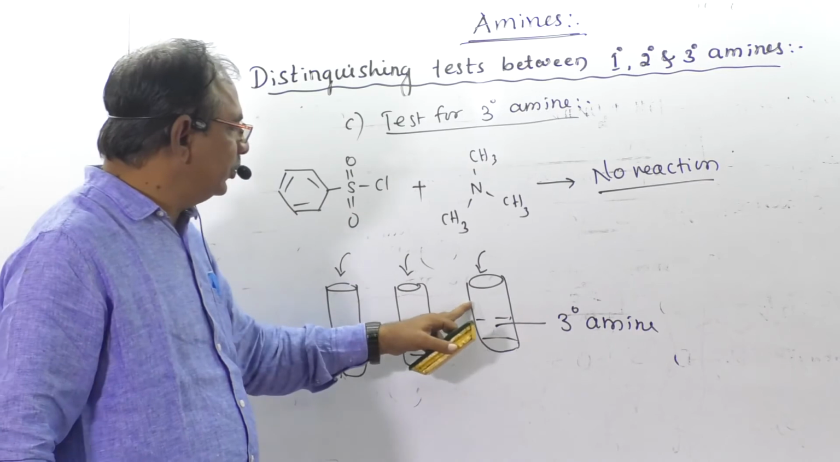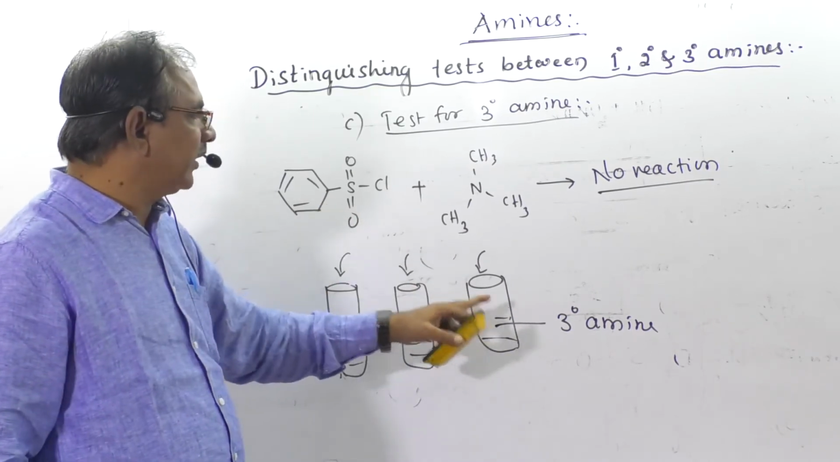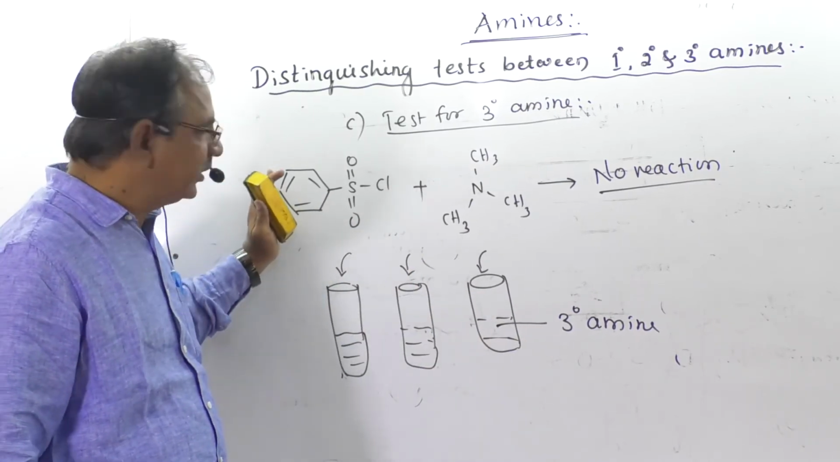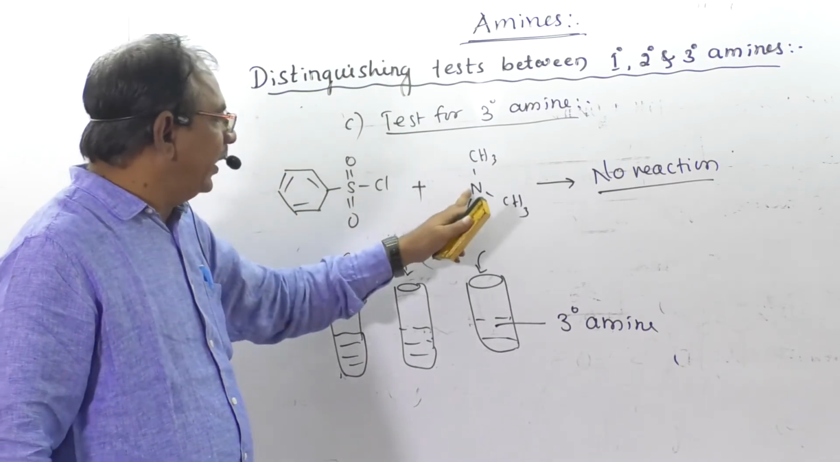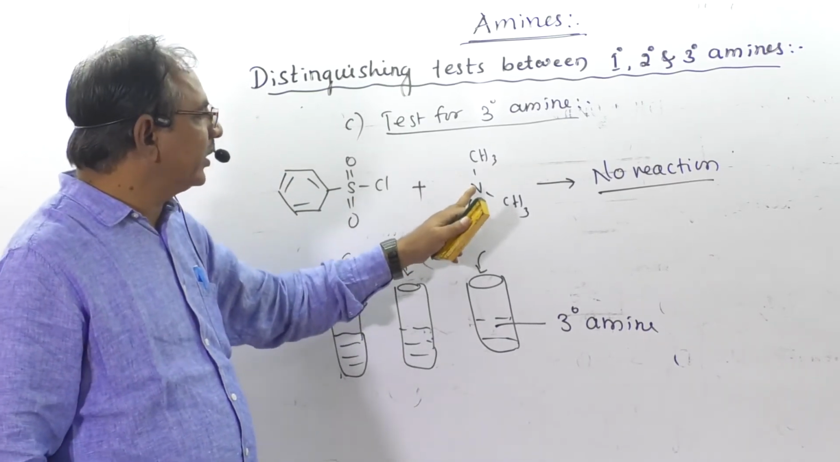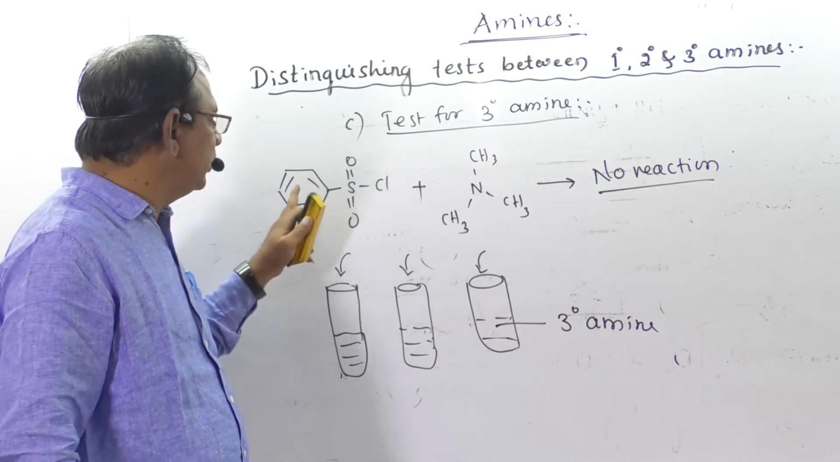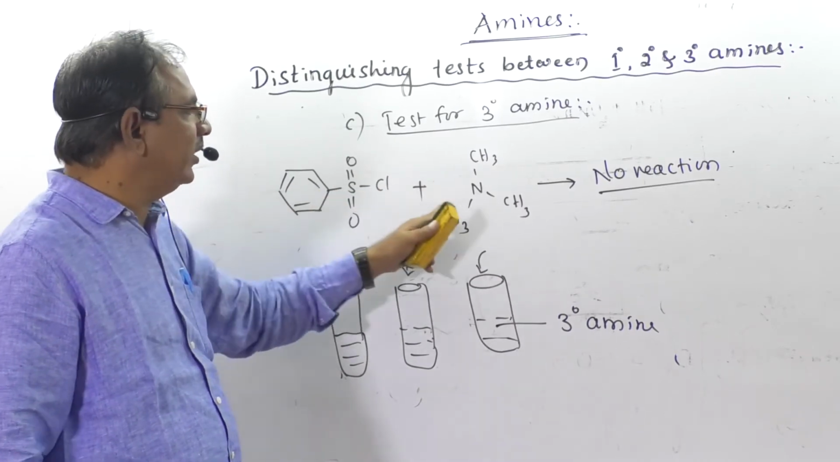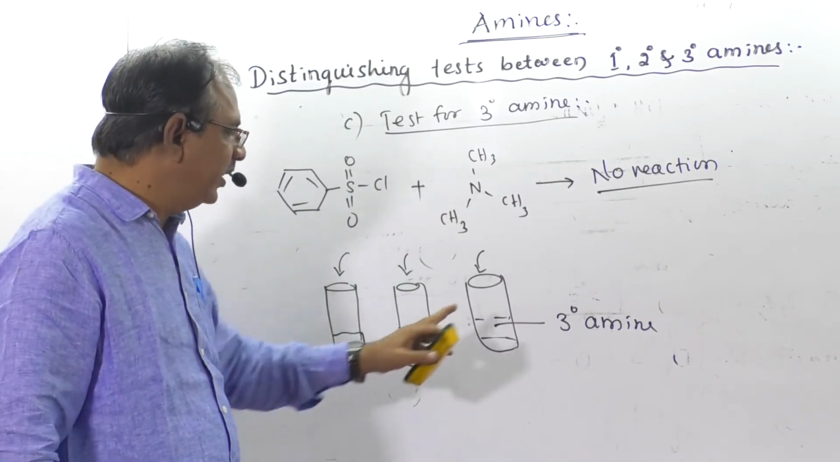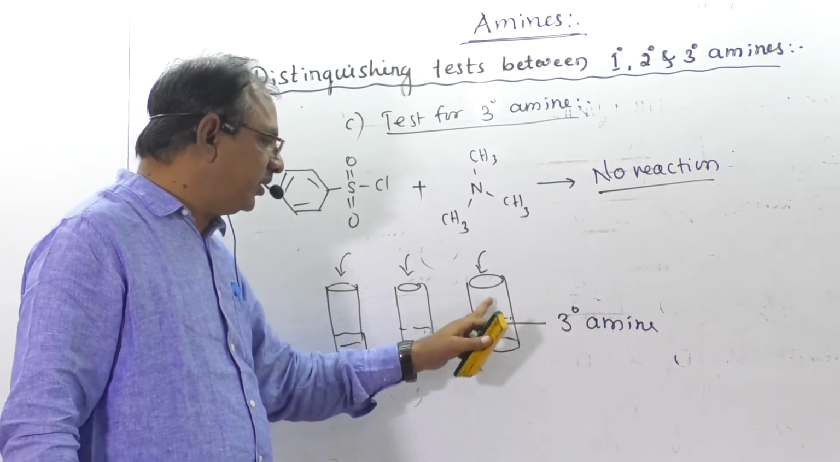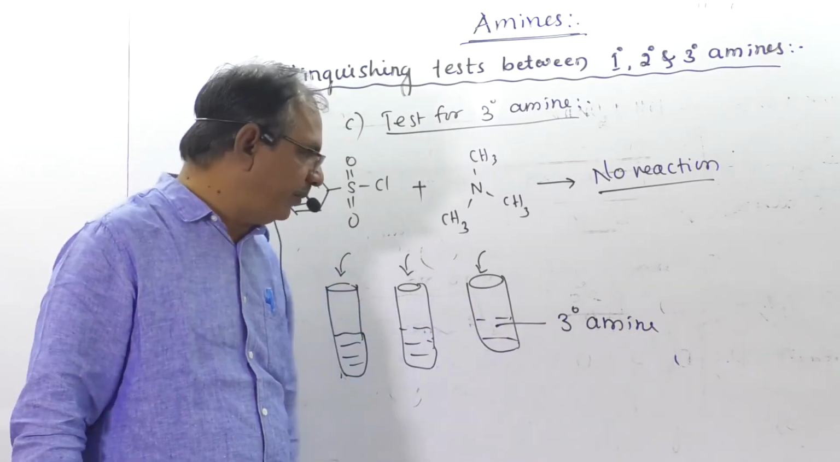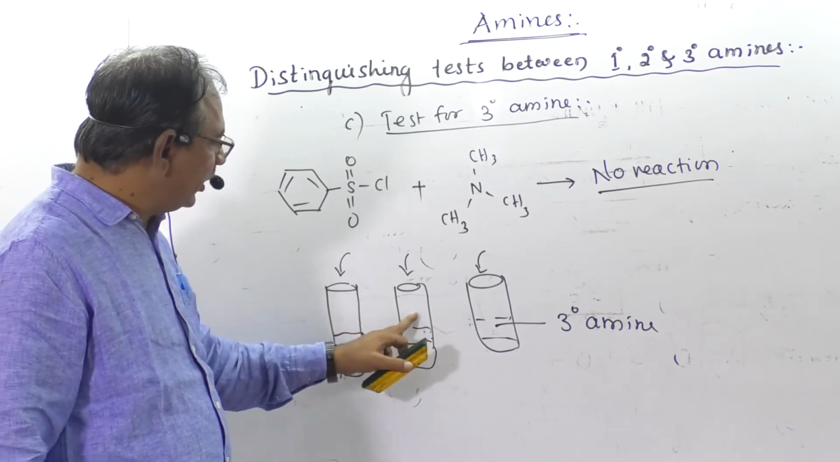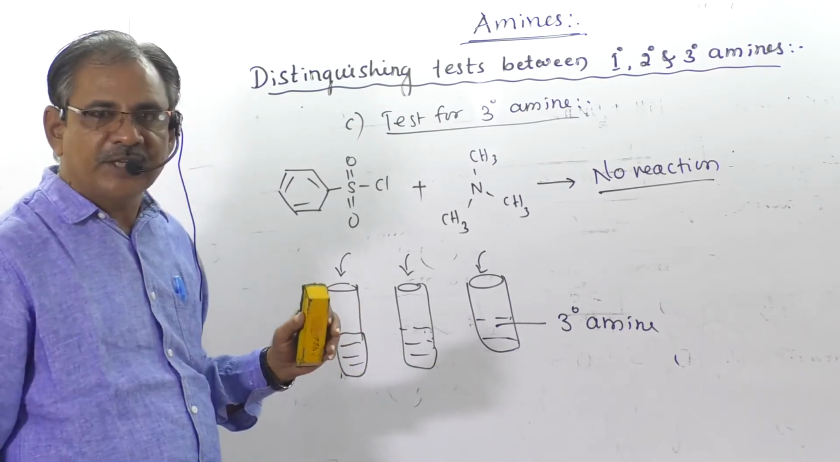One of the test tubes which doesn't indicate any product is called tertiary amine, because the nitrogen atom of the amine group does not contain hydrogen. Hence benzene sulfonyl chloride doesn't react with the tertiary amine, so no reaction takes place in that test tube. But in these two test tubes, a reaction takes place.